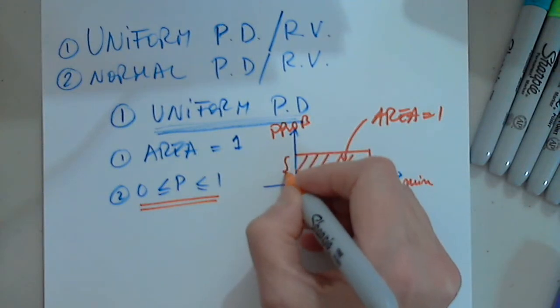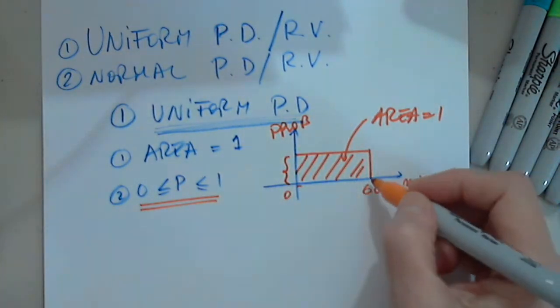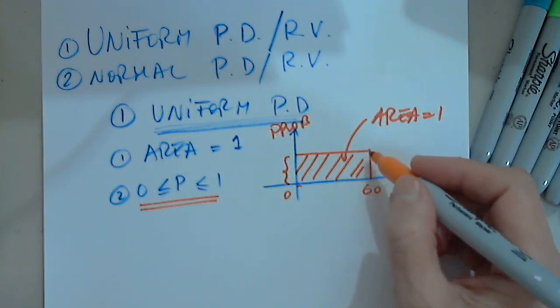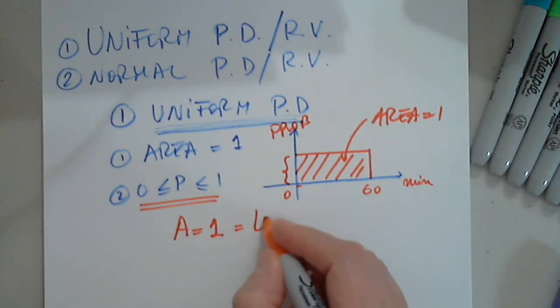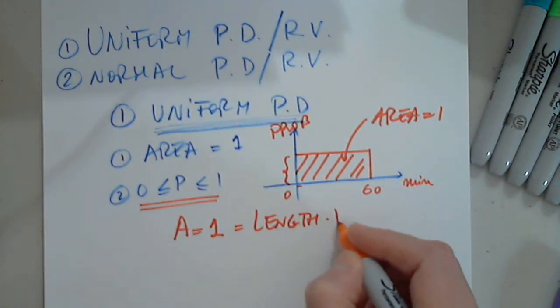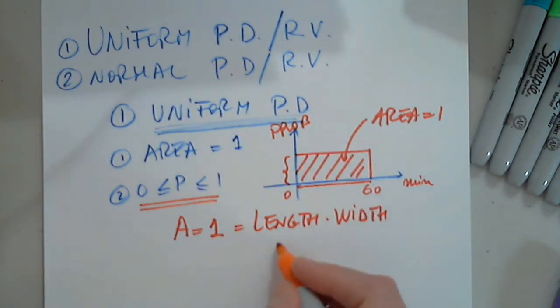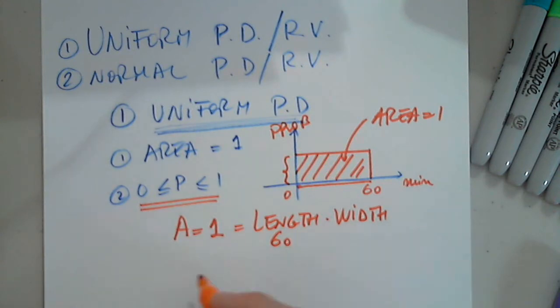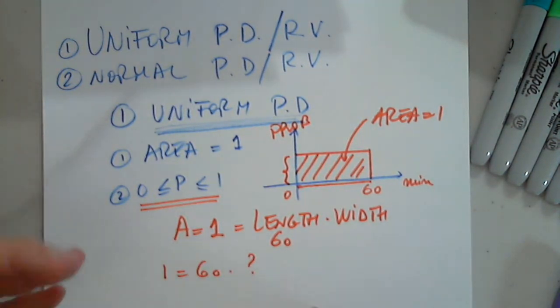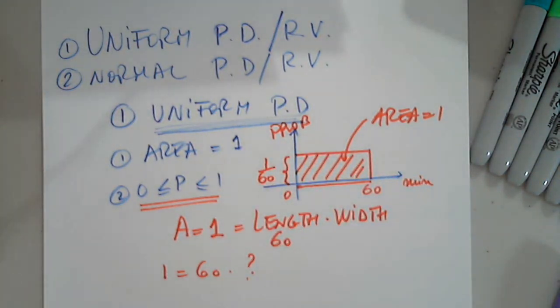Now, how do I determine this height? Well, as long as length times width is 1. So the area has to be 1, and this is length times width. I know the length is 60. What could the width be? Well, 1 has to equal 60 times what? So it must be 1 over 60. So this height is 1 over 60.